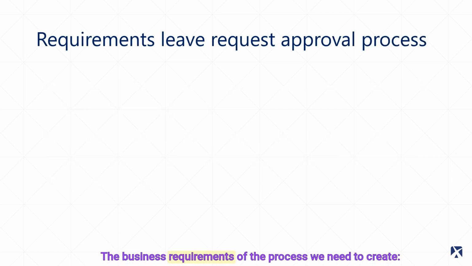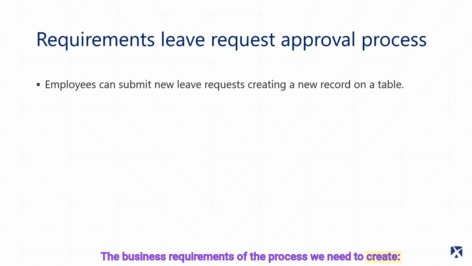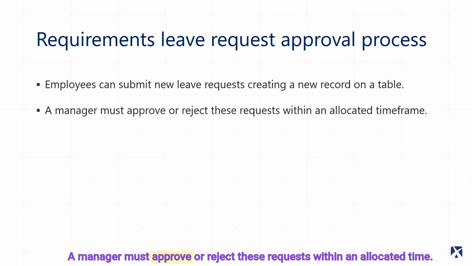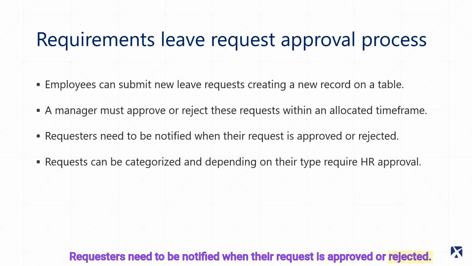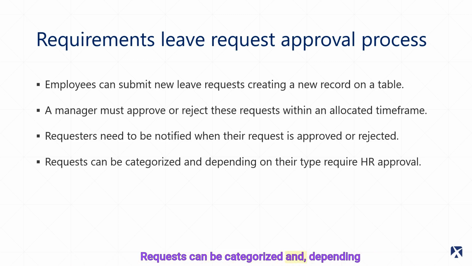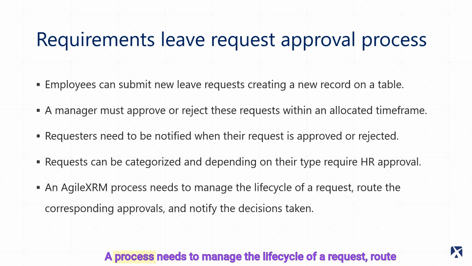The business requirements of the process we need to create. Employees can submit new leave requests, creating a new record on a table. A manager must approve or reject these requests within an allocated time. Requesters need to be notified when their request is approved or rejected. Requests can be categorized and, depending on their type, might require HR approval. A process needs to manage the life cycle of a request, route the corresponding approvals, and notify the decisions taken.